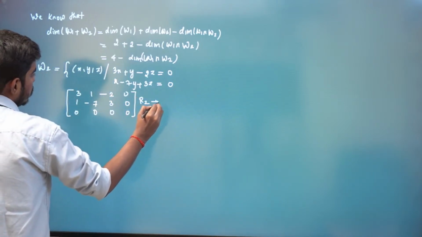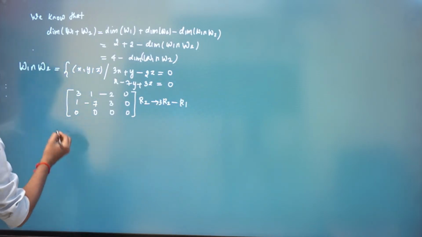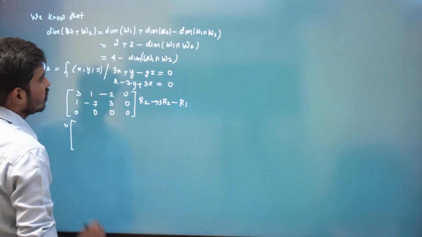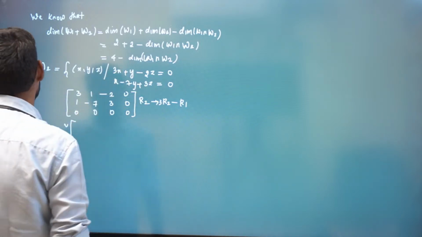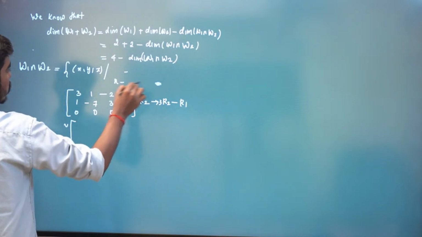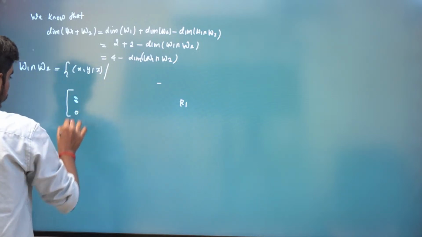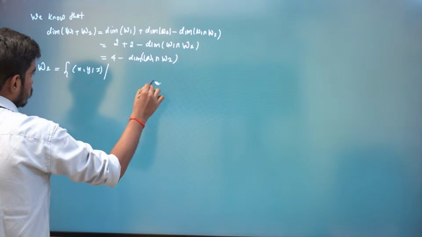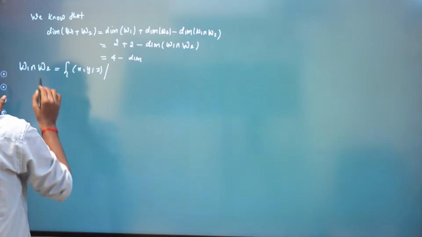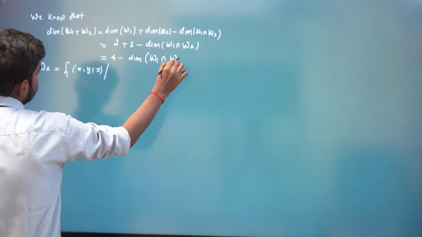So we have R2 transformed to 3 times R2 minus R1. Oh okay, sorry, W1 intersection W2. I'm finding W2 and W3, I'm finding the intersection. Just a minute. Dimension of W1 intersection W2.